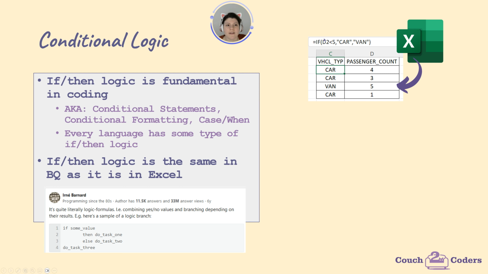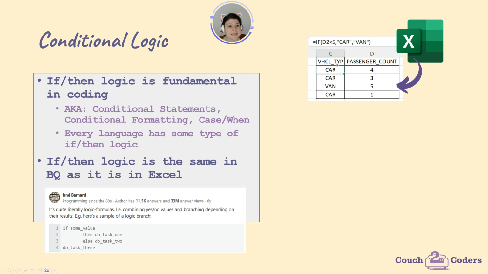So we want to put our cutoff at 5. If I have less than 5 passengers in the vehicle, I want this to be classified as a car. If it's 5 or more, then I want it to be a van. In Excel, what you would do is you would start with the equal. That starts any of your formulas or your logic. You type if, which starts your conditional statement. And we say if this column here is less than 5, I want it to say car. Otherwise, I want it to say van.